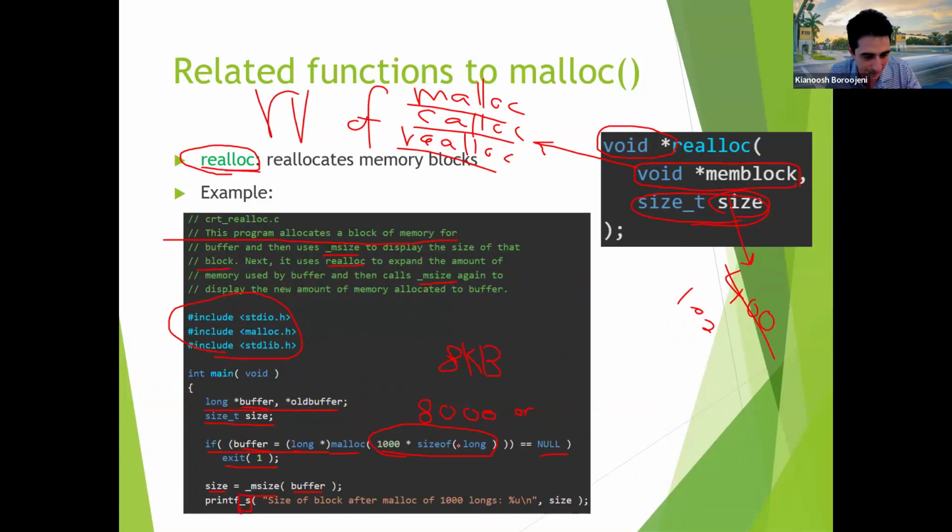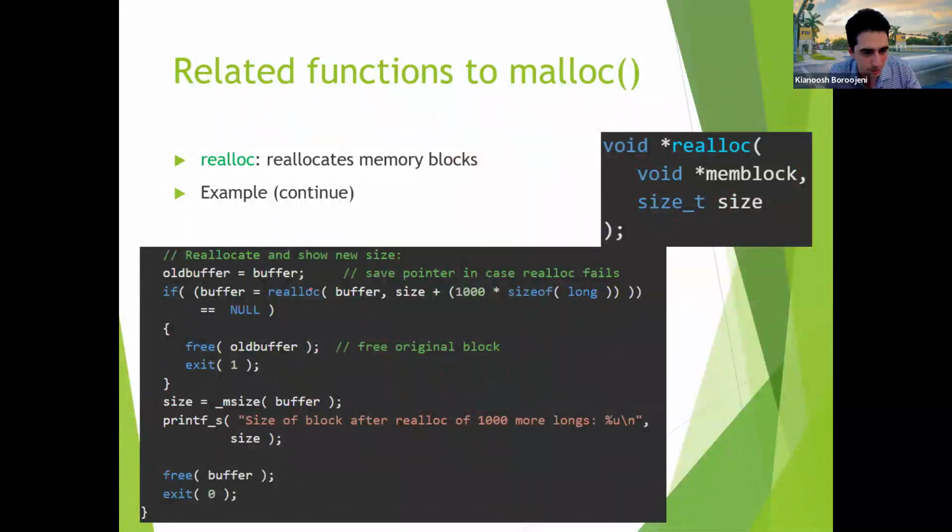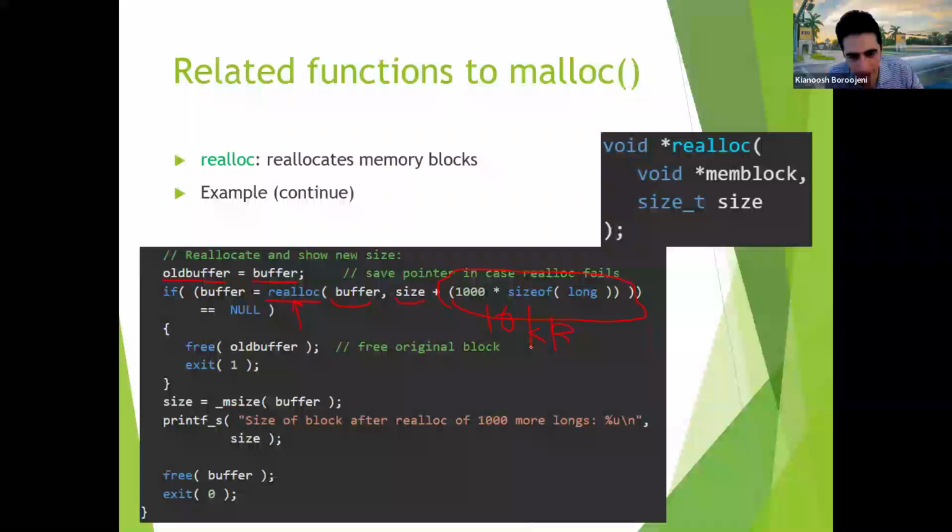So after you allocate 8,000 or 8 kilobytes, it's time to reallocate and make it bigger. I'm going to grow the size. Let's store buffer in the oldbuff so that if the realloc fails, I don't lose the old buffer. Then I'm going to call realloc with the existing buffer as the first parameter, and size, which is 8,000 plus another 8,000. This is to double the buffer size. 8,000 plus 8,000 would be 16,000 or 16K. So I will pass 16K to the realloc function's second input parameter and see the result.